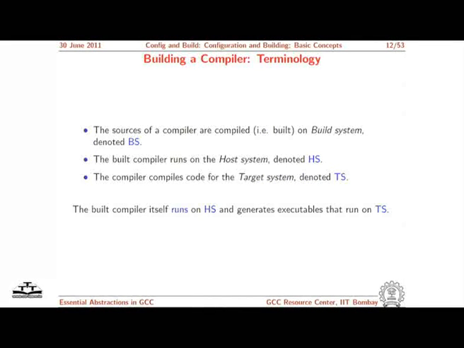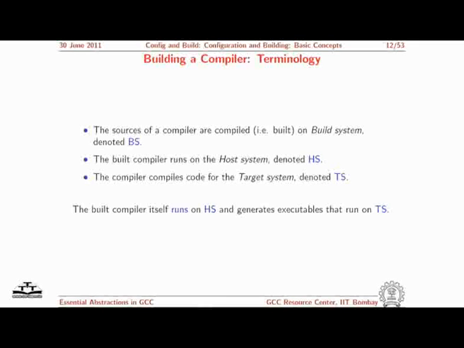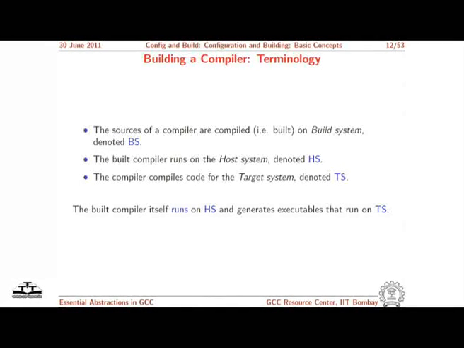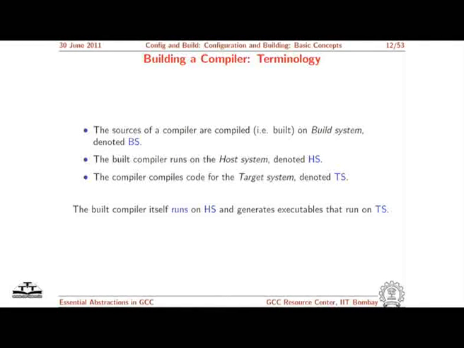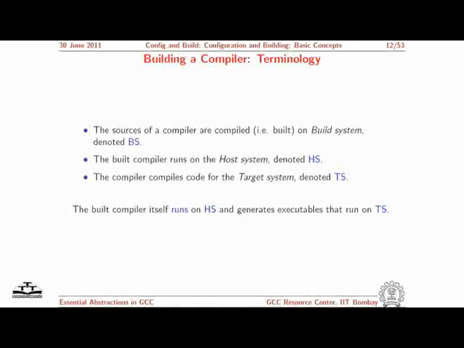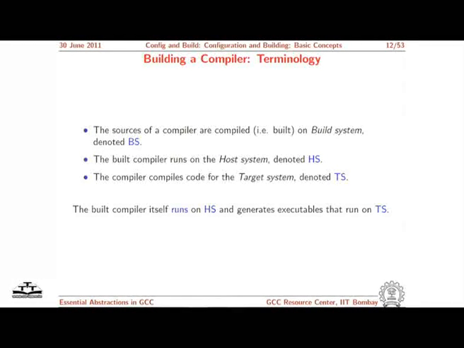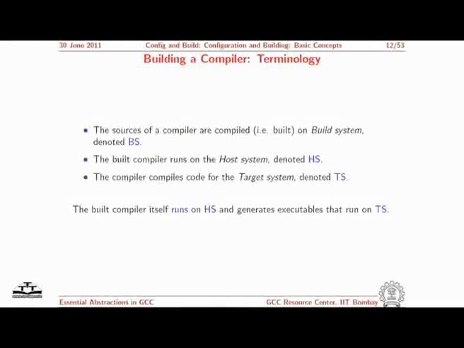Okay. So what is a build system? A build system is a system on which we are going to build a compiler out of GCC. Let's denote it with BS. When we build a compiler, the generated compiler is going to run on a host system. So I may build a compiler on this laptop. I may want to run it on some other machine. That's the host system. And when I run it on some other machine, I may want to generate code for a third machine. That is called the target system. So BS for build system, HS for host system, and TS for target system.